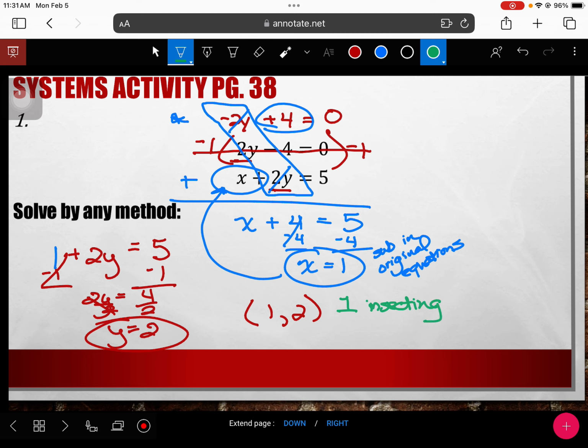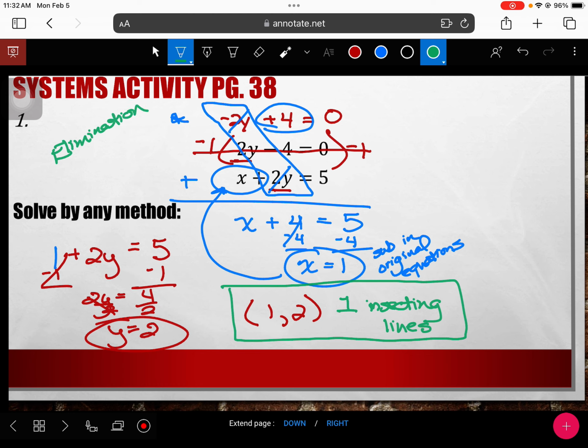What kind of lines? They are intersecting lines, meaning they are going to cross each other at this particular point, which means if I plug these numbers in for x and y, they are the only ones that will satisfy and make that equation true for the two of them. Okay? And again, this is called elimination because you're actually trying to eliminate one of the variables, or it's also called linear combination.